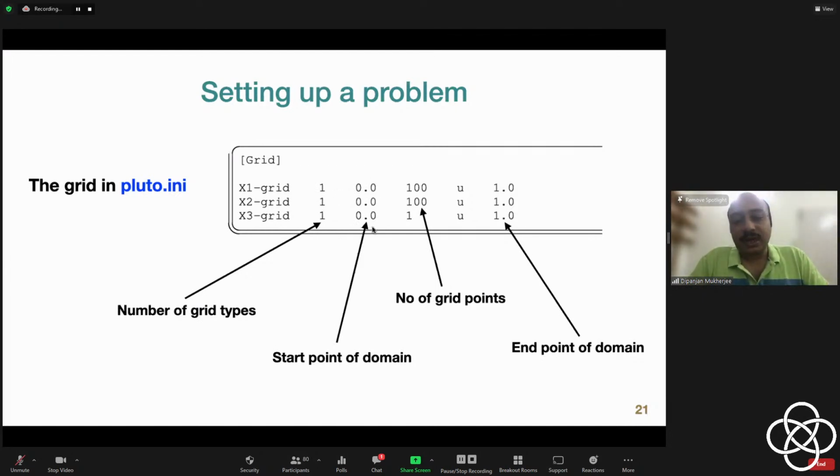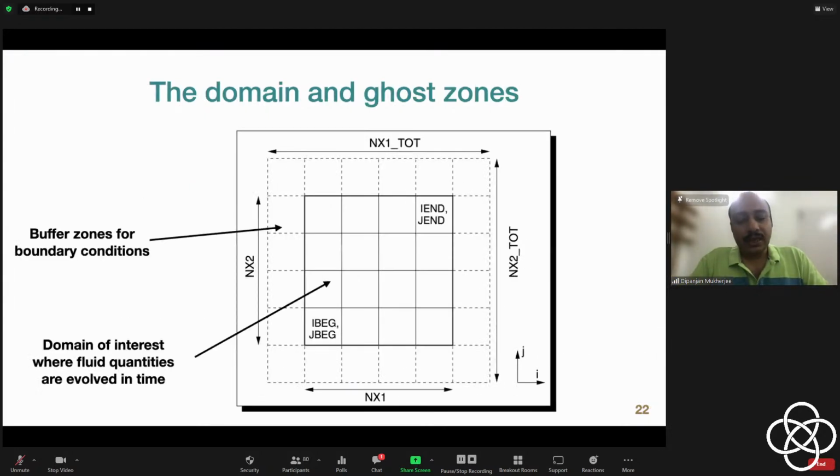This gives you the starting point of the grid. This is the ending point of the grid. How many cells you can give between these 2 start and end points. And the U denotes the nature of the grid, where U means uniform. And this is the schematic of a grid of the PLUTO. The actual computational grid over which your computation will be performed is given by the solid grid here, with the beginning coordinates ibeg and jbeg and in and jn.